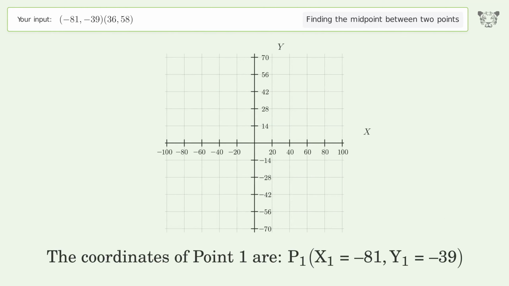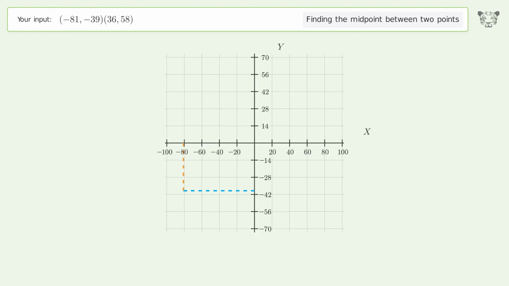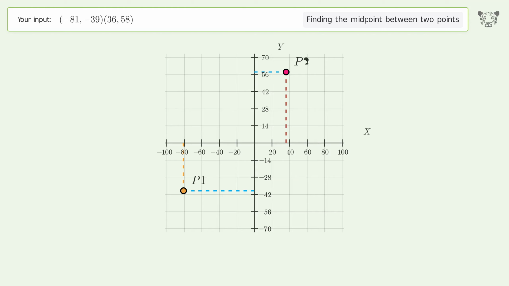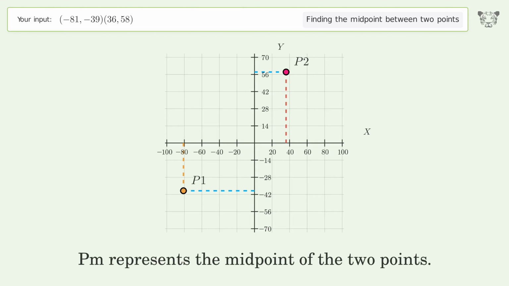The coordinates of point 1 are x1 equals negative 81, y1 equals negative 39. The coordinates of point 2 are x2 equals 36, y2 equals 58. PM represents the midpoint of the 2 points.